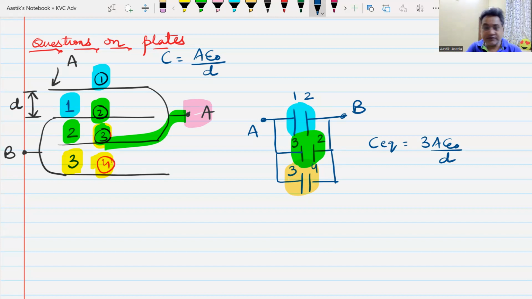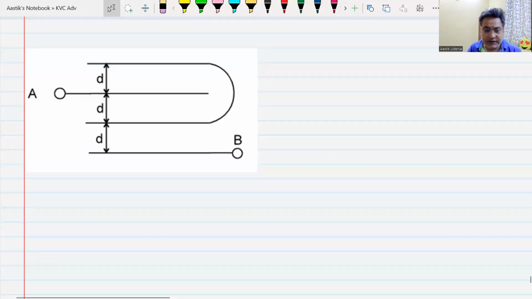This is the next question. I'll give you 2 minutes. Forget about the area of the plates. You can call the capacitance between any two plates as C, so you can give your answer in terms of C. Do we understand this? You have 2 minutes.